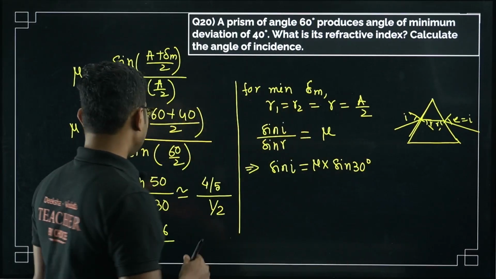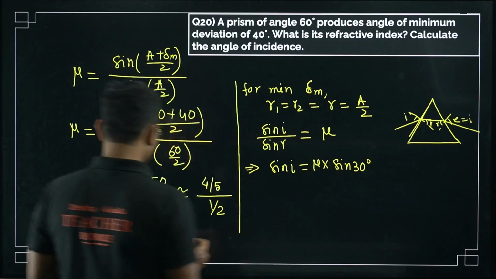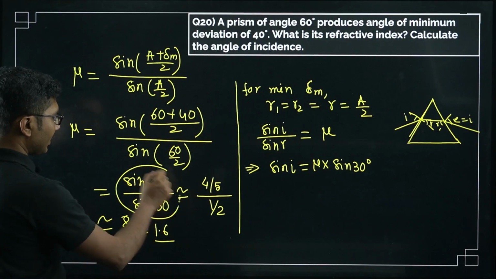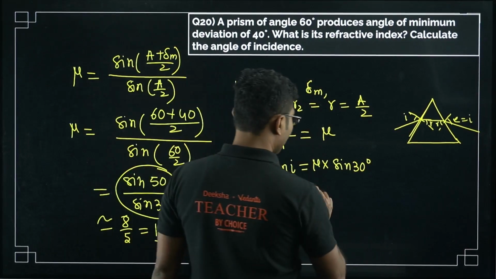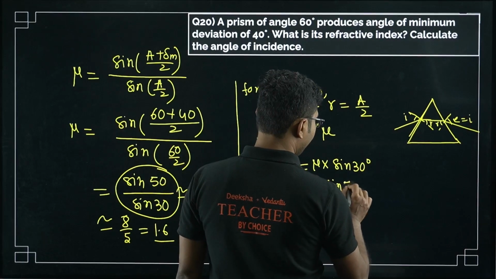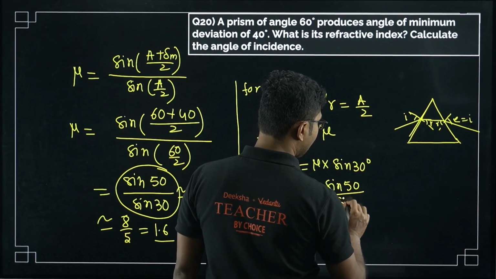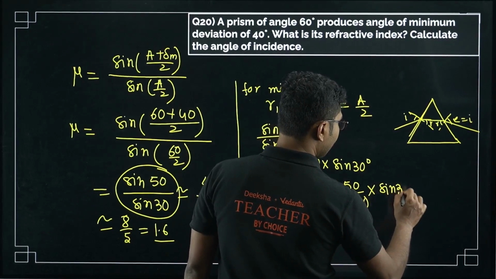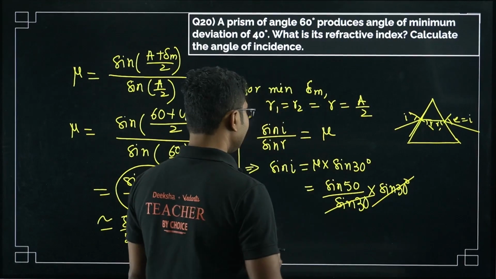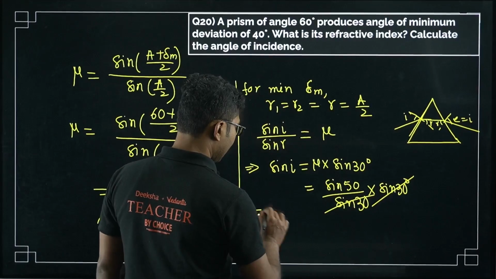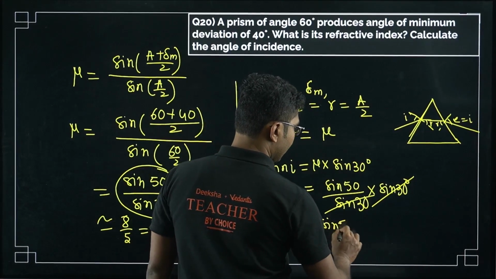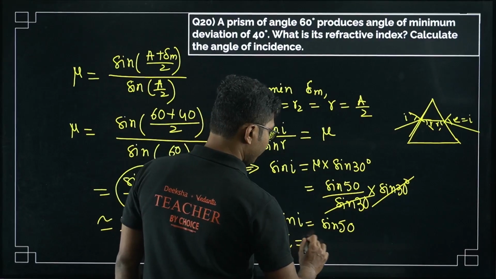In fact you don't need to put the exact value, you can start from here only in this case. So mu is sin 50 by sin 30, that was the value, right? We approximated that, so this will cancel. So sin I is equal to sin 50, so I equals 50 degrees.